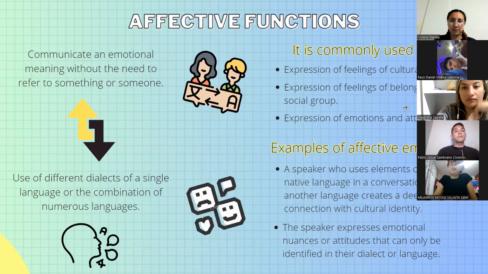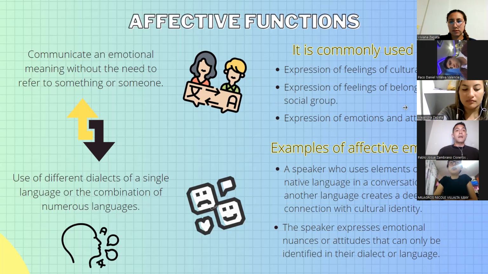I will talk about the affective functions. The affective functions focus on emotions and attitudes related to the use of different dialects of a language or the combination of several languages. That is, code switching is used to convey affective meaning without the need to refer to something or someone in special. We can use the affective functions to express feelings of cultural identity, feelings of belonging to a social group, or simply to express emotions and attitudes.